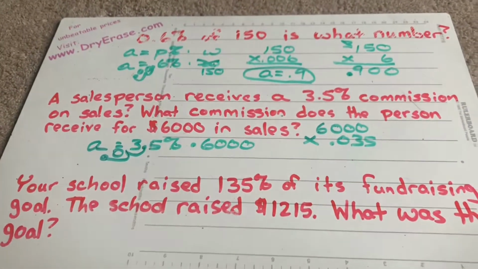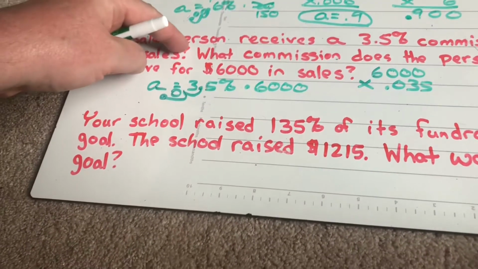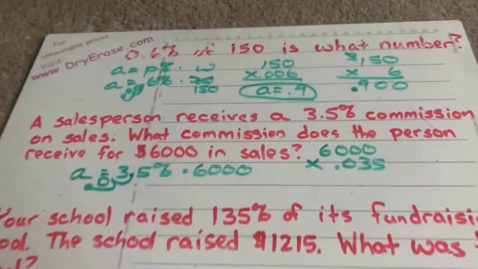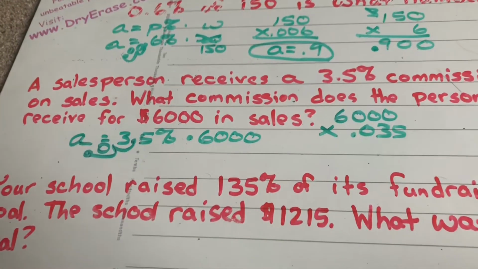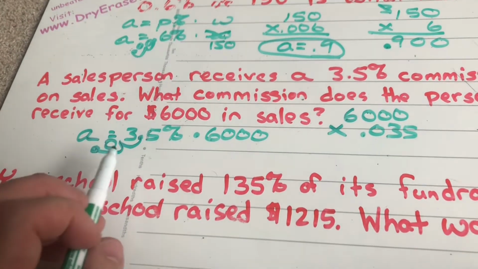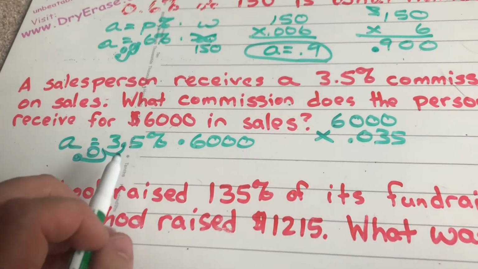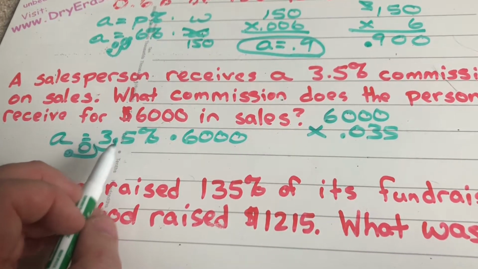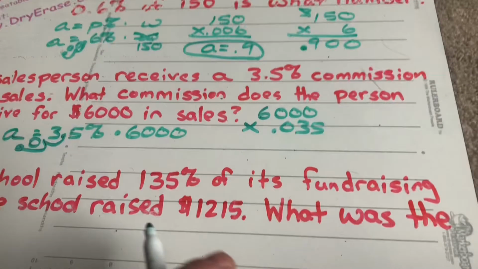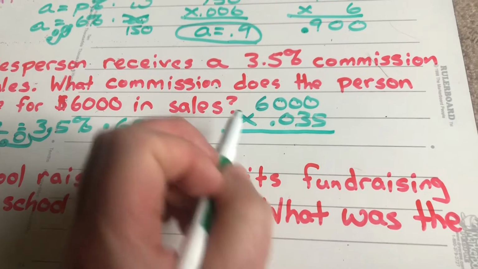A salesperson receives a 3.5% commission on sales. Should not really be a question mark, it's just a statement. What commission does the person receive for $6,000 in sales? So what we have here is part of the whole equals the percent, which is 3.5%, times the whole, which is 6,000. When I take the 3.5% and move the decimal twice to the left, I end up with 0.035.